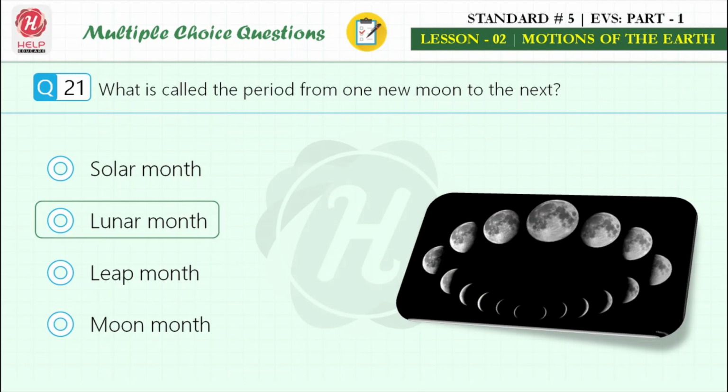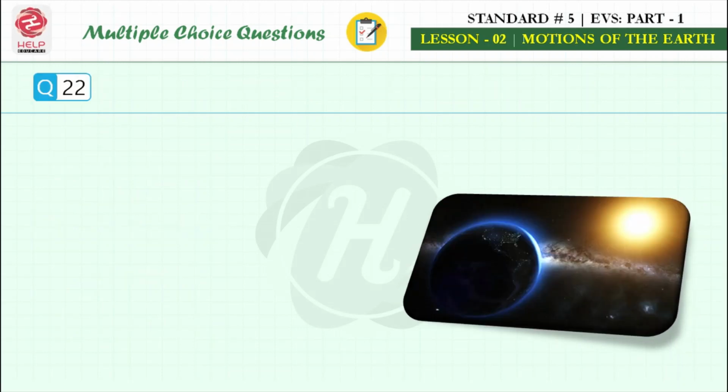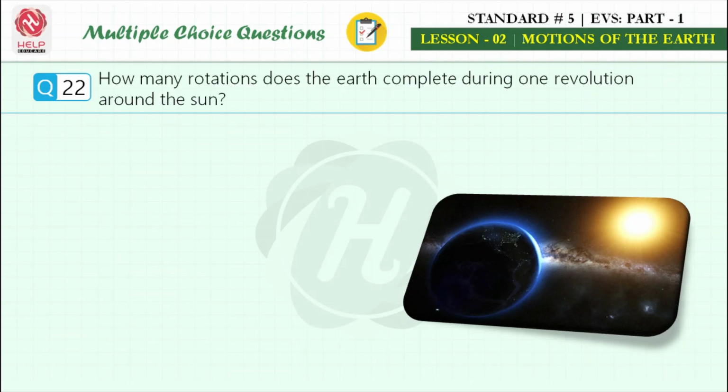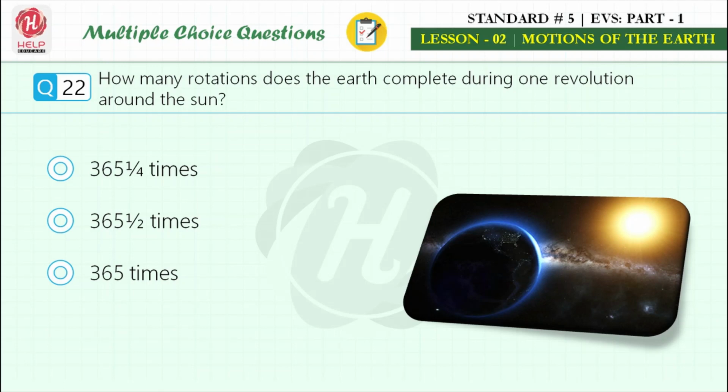Correct answer is lunar month. Question number 22. How many rotations does the Earth complete during one revolution around the Sun? First option, 365.25 times. Second option, 365.5 times. Third option, 365 times. Fourth option, 364 times.